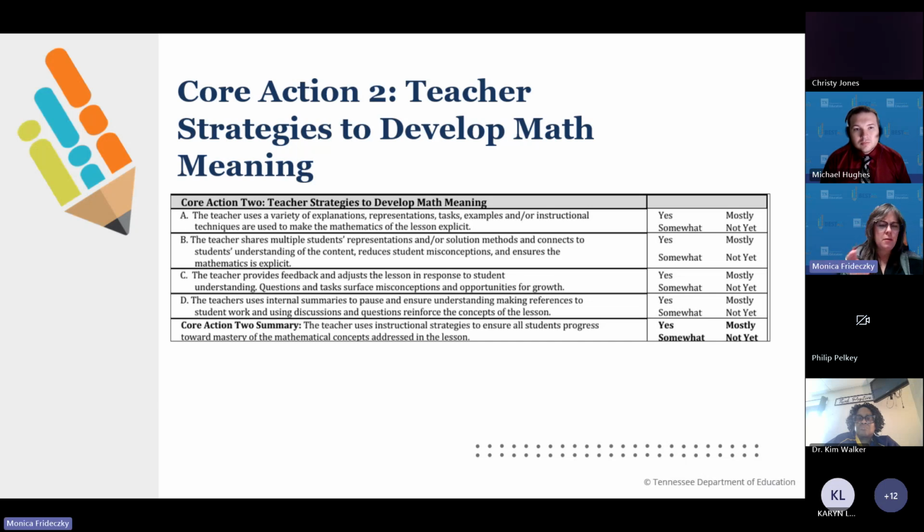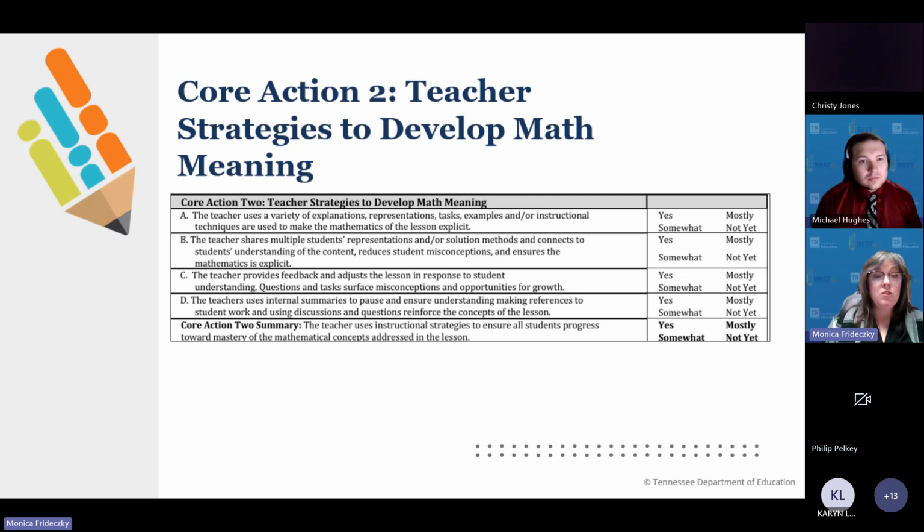Here are some key words to note or highlight in core action 2: all students, variety, multiple, student work, and adjustments. In other words, this core action is chock full of formative assessment moments that allow the teacher to know if her students are with them, staying with them, and which specific strengths, bright spots, or misconceptions might be surfacing.